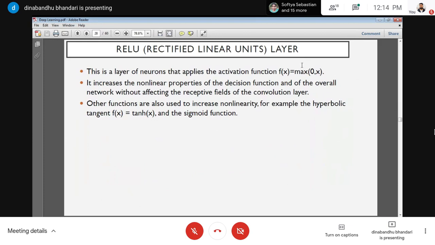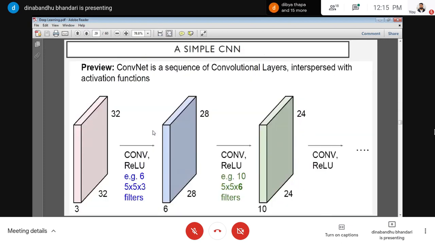Now there is a ReLU layer. The ReLU layer is neurons that apply the activation function f equal to max of 0 and x. Otherwise we use something like the sigmoidal function or the tan hyperbolic function. That is the nonlinear transformation we are giving. That is the ReLU, and normally we are familiar with that. And then here we have got a 32 by 32 image.